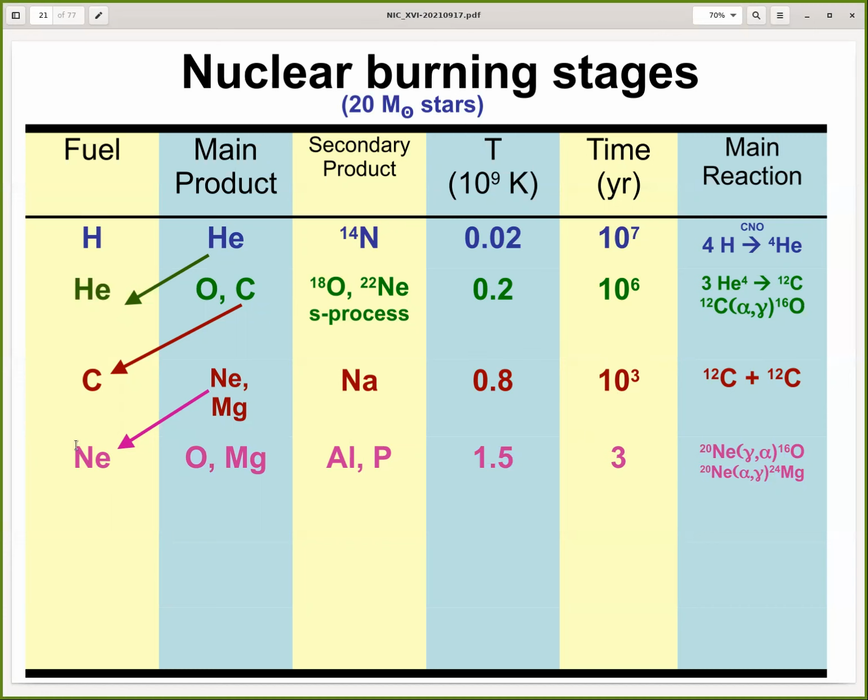So then the next phase that we have is neon burning. So yes, I'm a little bit out of order. Neon is burning to making oxygen and magnesium, and you can have some side products, aluminum and phosphorus. The typical temperature of that is 1.5 billion Kelvin, and the time scale is now down to something of the order of a few years. It's a complicated process, how neon burns in its unique way. We will look at that on the next slide.